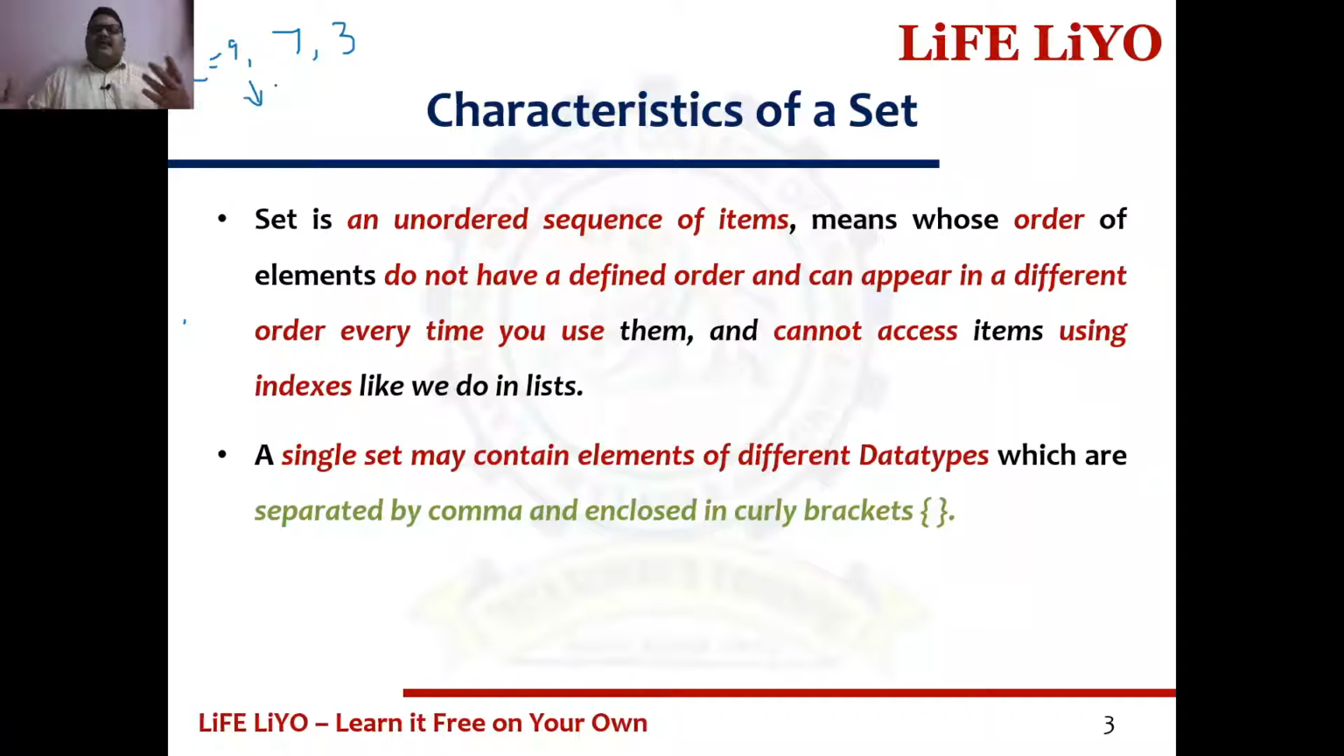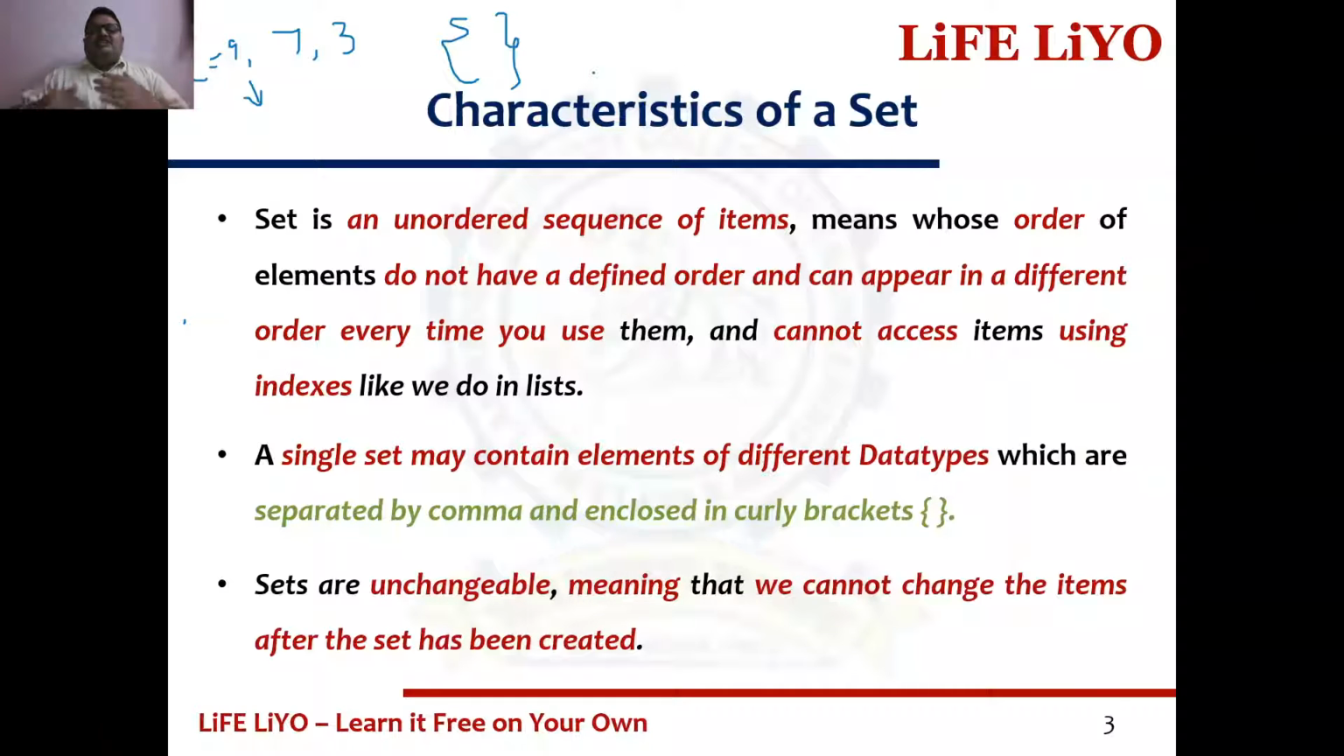Now, a set consists of different data type elements. Yes, that is true, but list also supports the same, and tuple also supports the same. The difference is that we create a set by keeping all the elements between curly braces, and each element in the set is separated by a comma. Then, unchangeable. What do you mean by unchangeable? The name itself tells that we cannot change the elements once they are defined.